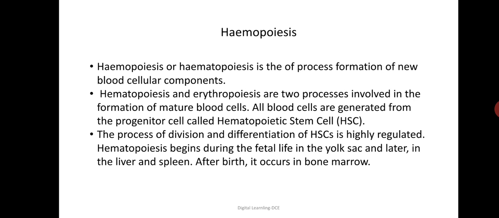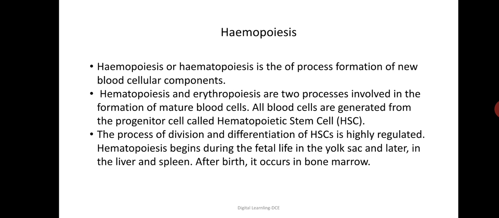All blood cells are generated from progenitor cells called hemopoietic stem cells. Hemopoietic stem cells are nothing but undifferentiated cells that have the ability to continuously divide and differentiate into various other kinds of cells or tissues. They have the ability to give rise to new stem cells, or they can self-renew. Stem cell is a source of all kinds of blood cells.